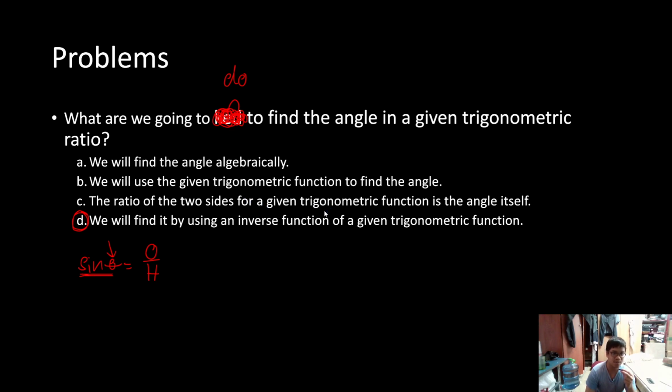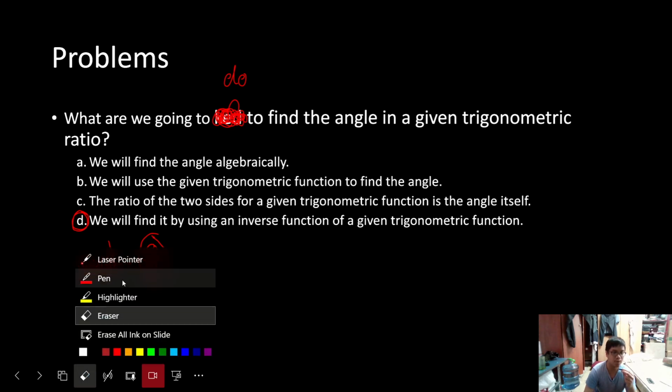C, the ratio of the two sides for a given trigonometric function is the angle itself. This will not tell you the value of the angle, right? You may get its exact answer here, like from fraction into a number. It could be decimal or whatever, but still, that's not the angle. So for us to find the angle, we need to get its inverse function. We need to get the inverse function of your sine.